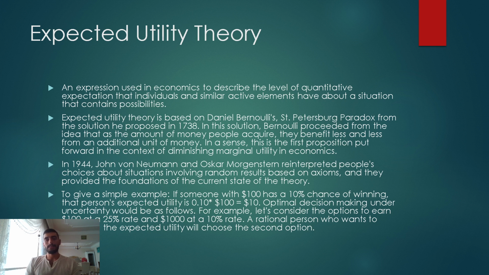Optimal decision making under uncertainty would be as follows. For example, let's consider the options to earn $100 at a 25% rate and $1,000 at a 10% rate. A rational person who wants to maximize the expected utility will choose the second option.